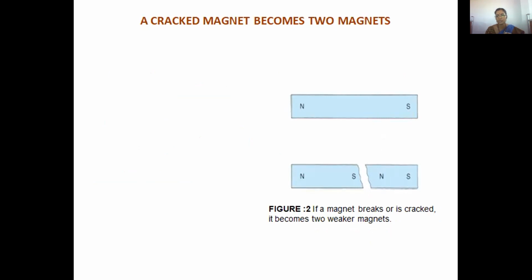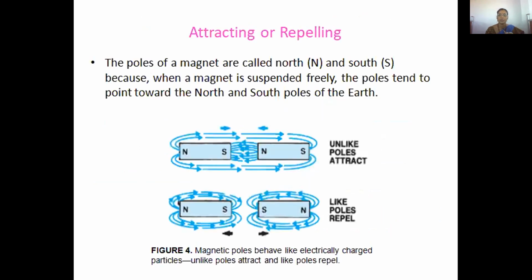And a general property of a magnet is that if any magnet breaks into two pieces, the two pieces formed will behave as two tiny magnets, with attracting and repelling forces. The poles of a magnet are called north and south, and thus, unlike poles attract, like poles repel.